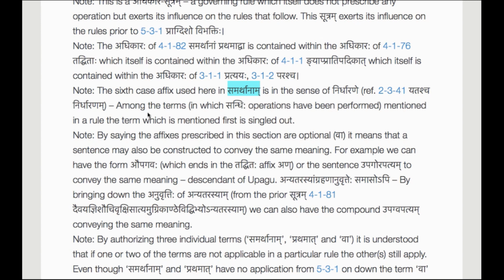So that is a group of terms capable of expressing meaning. And from that group, one is being singled out. On what basis? It is being singled out on the basis that it is mentioned first in the prescribing rule, meaning the rule which prescribes the Taddhita affix. In that rule, in that sutram, that term which is mentioned first is being singled out. So that is how the Shashthi in Samarthanam is Nirdharane.